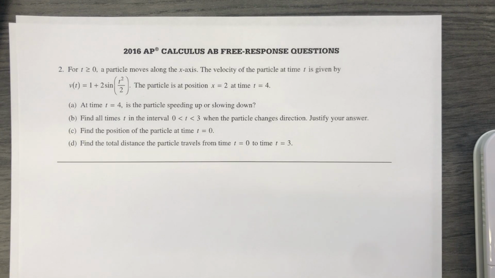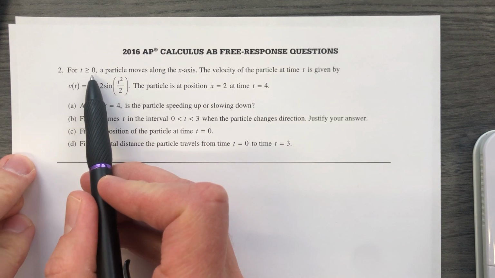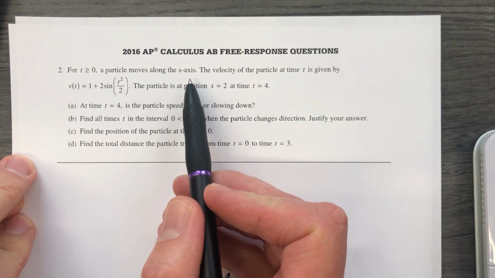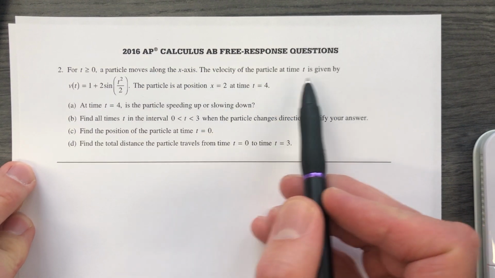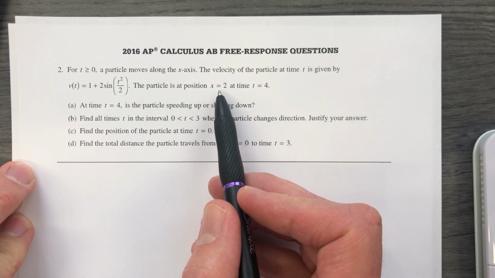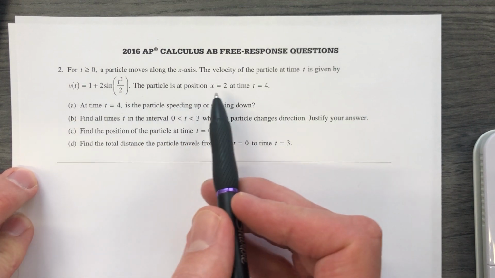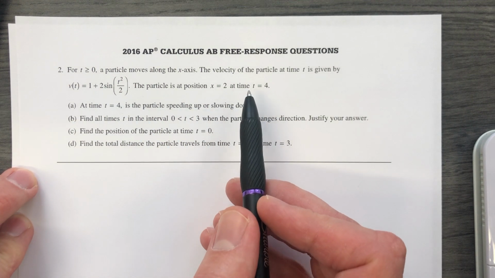2016 AP Calculus, AB, free response, number 2. Calculator active. For time greater than or equal to 0, a particle moves along the x-axis. They gave you the function that models the velocity, and the particle is at a position that they gave you at a specific time. So you've been given velocity and the specific position at a time.